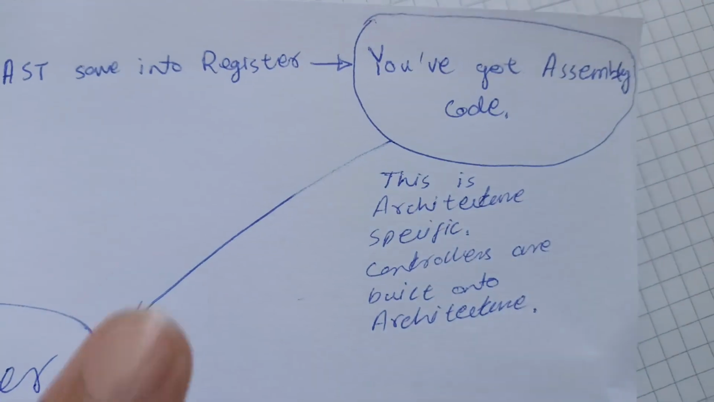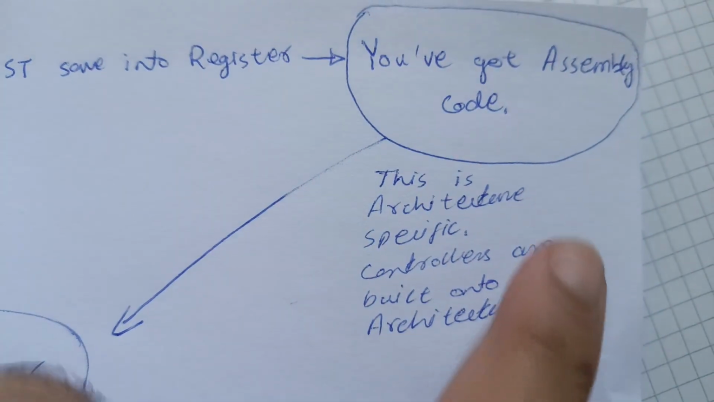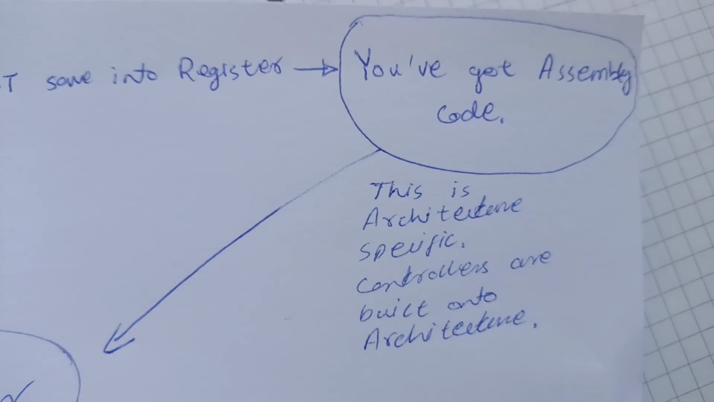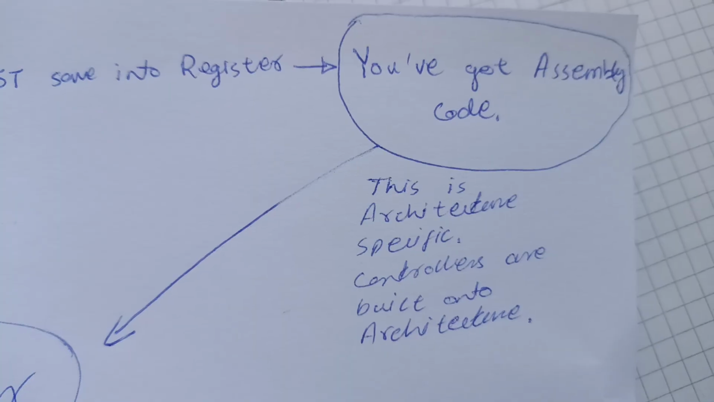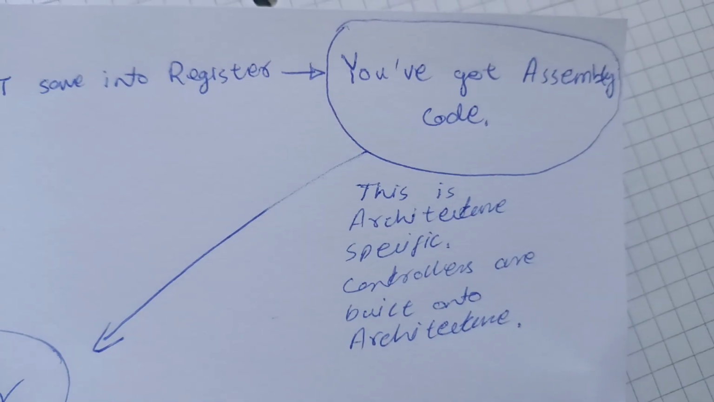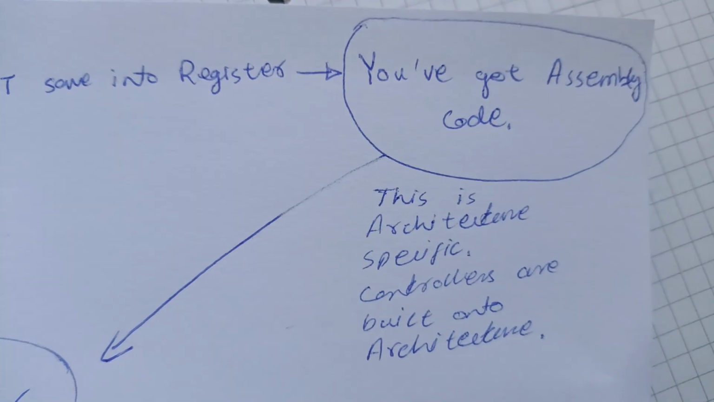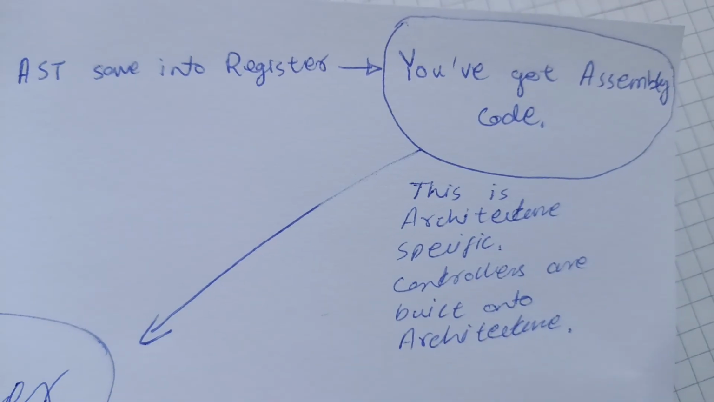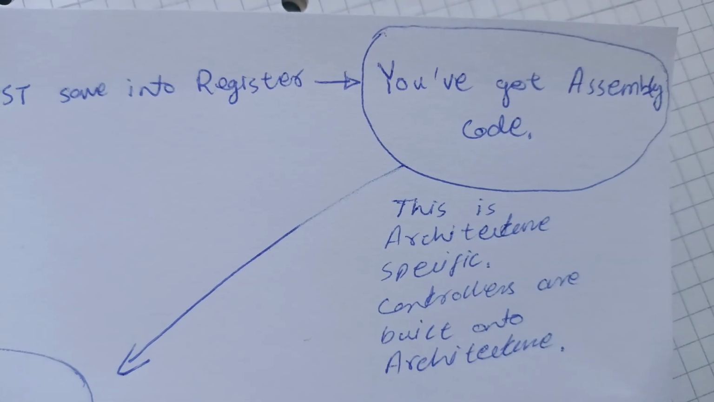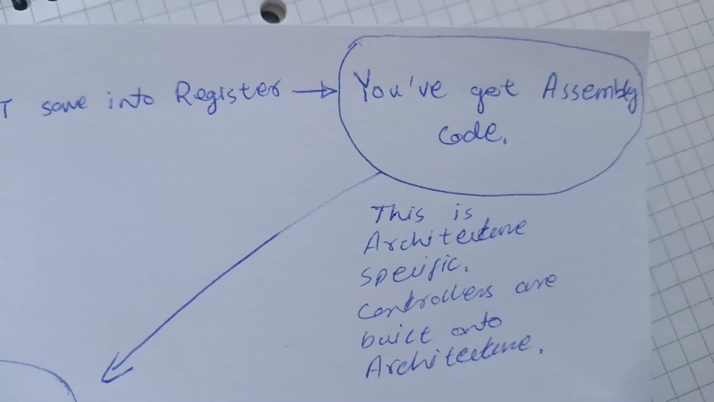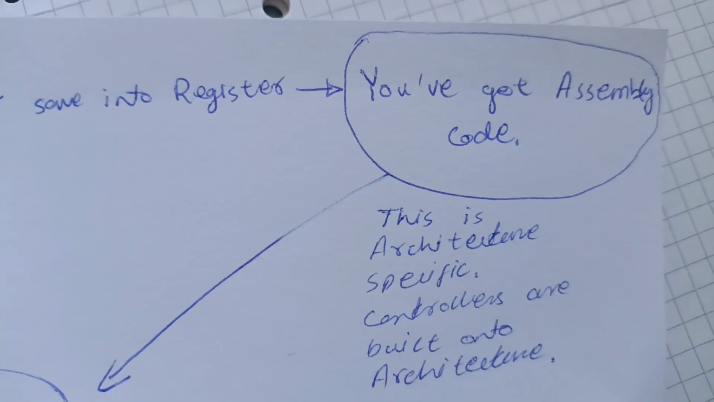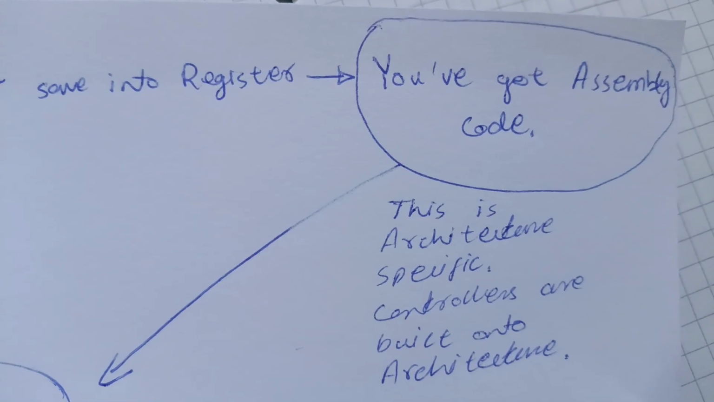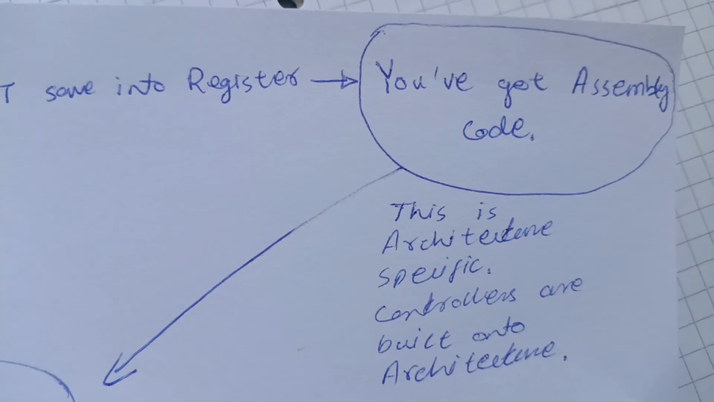Now you have many assembly codes, and assembly code is specific to a controller. Object code and assembly code are specific to a controller. You have many object codes because when you are writing code you are importing many libraries, and thus you have many object codes.